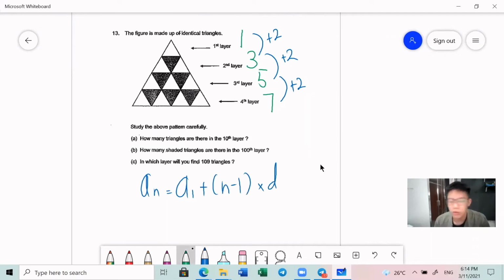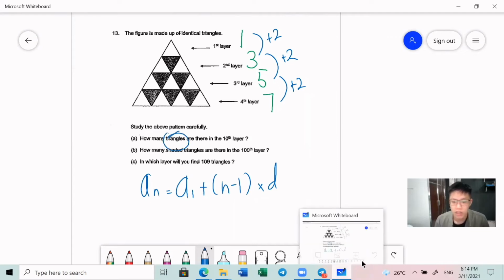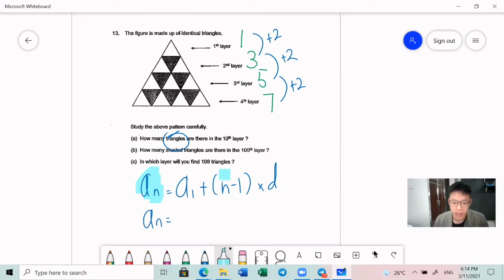Now, you also don't want to do the manual way, because that way it will take a while. If they were to ask you for the 100th layer, what are you going to do? You're going to go all the way to 100? I don't think so, right? So what do they have over here? They have the number of triangles. So they're asking you to find an. Make sense? So an is unknown, which means I must have this one.